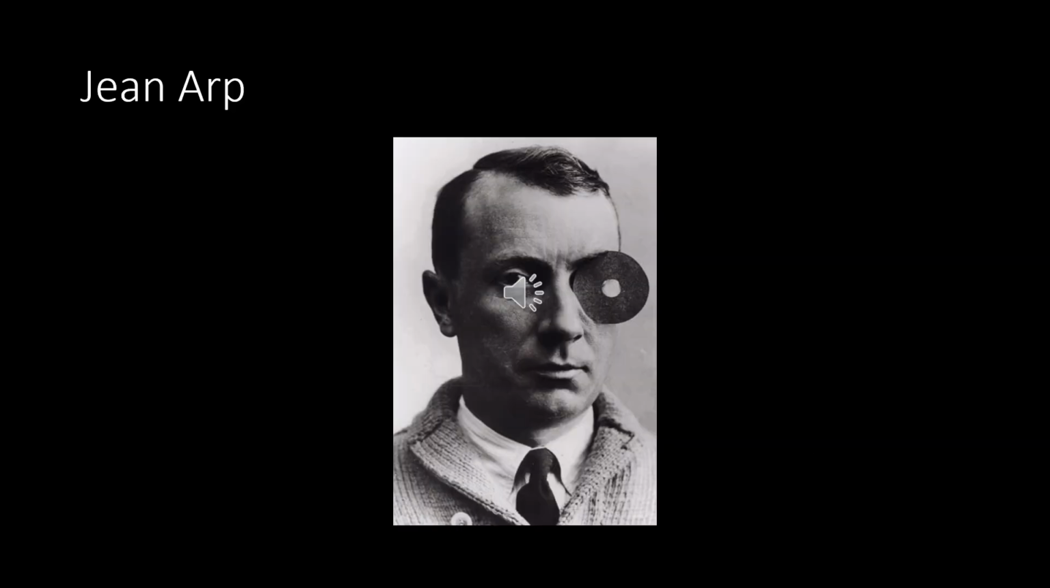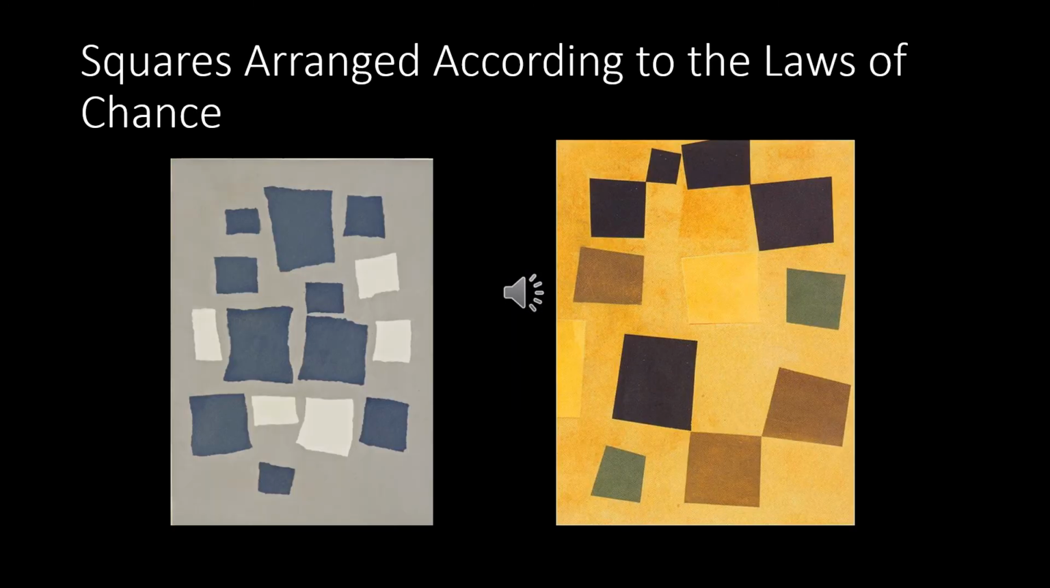Another artist associated with the Dada movement in Zurich is Jean Arp. Here you see him, like I showed you earlier, wearing a mask designed by Sophie Taeuber. And Arp is associated with one of the most iconic artworks that come from the entire Dada period. And that's the work on the left. It's the one that's in your textbook. It's called Squares Arranged According to the Laws of Chance.